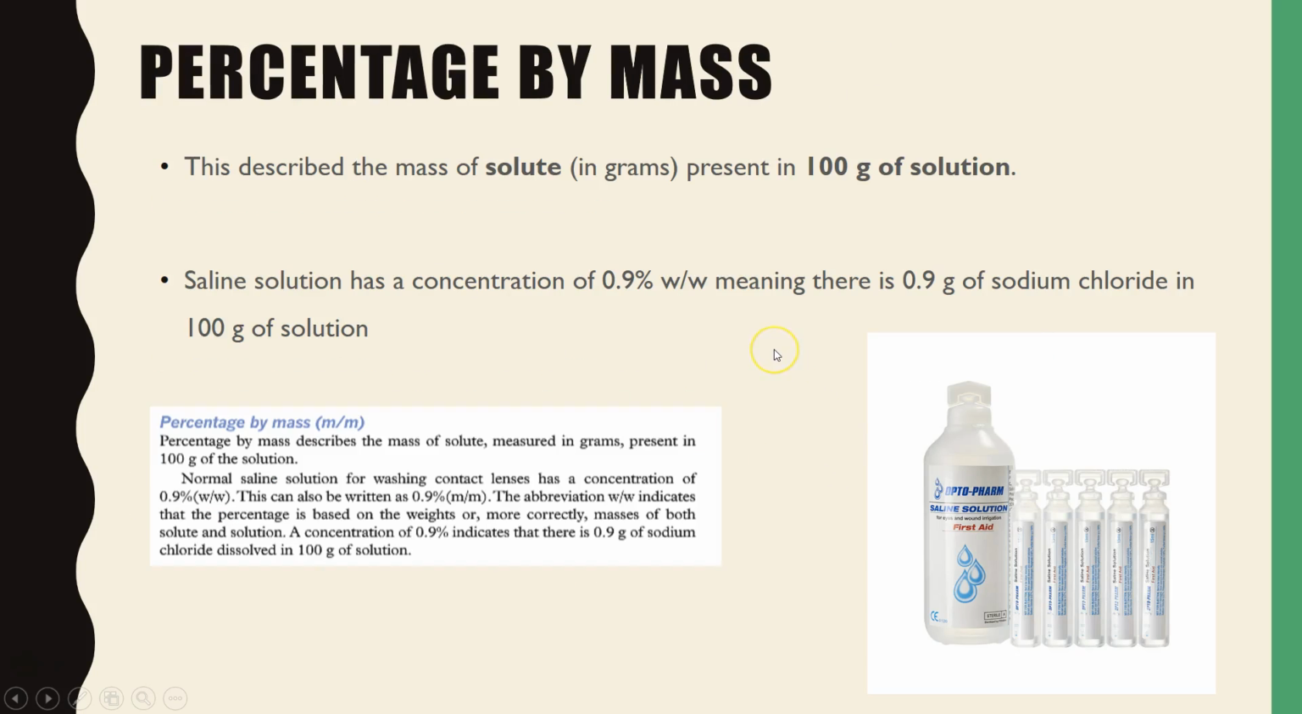So percentage by mass talks about the amount of solute in grams present in 100 grams of solution. For example, when you go to the hospital there's a 0.9% weight for weight saline solution. This is what they use to flush out wounds, as well as when you're on an IV drip. There's 0.9 weight for weight, or 0.9 grams of sodium chloride in 100 grams of solution. If you look closely on the bottle next time you see it, you can see it's 0.9% weight for weight. That just indicates, as I said, 0.9 grams of sodium chloride in 100 grams. If we had 9% weight for weight, obviously we'd have 9 grams per 100 grams.